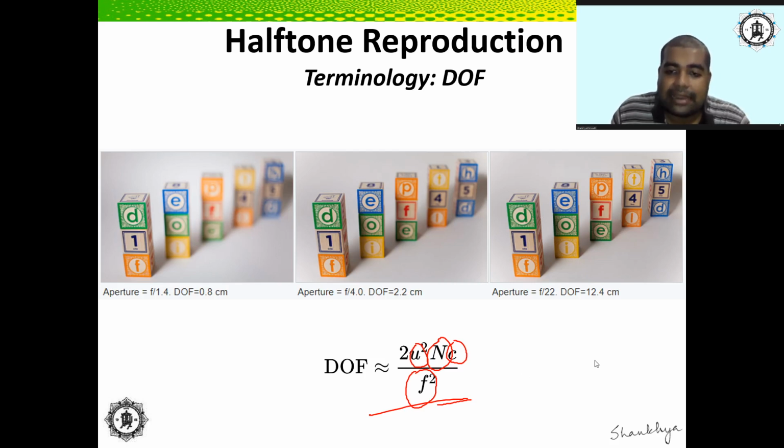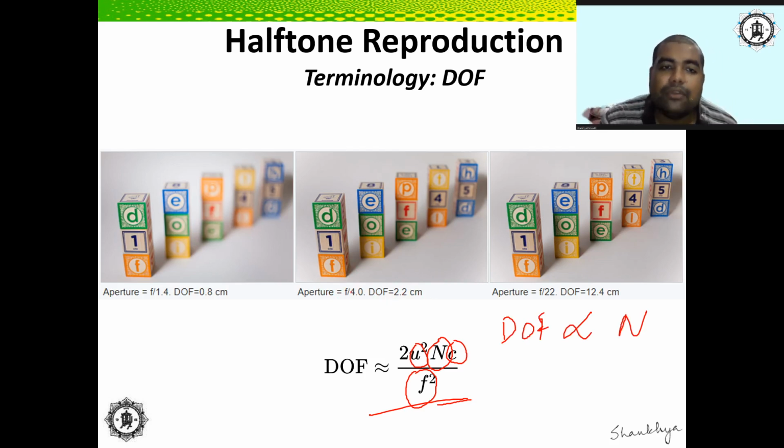Also, the depth of field changes linearly with f number and circle of confusion, but changes in proportion to the square of the focal length, as you can see, and the distance to the subject. So what interesting thing that you might consider over here is that DOF, depth of field, is inversely proportional to the focal length. However, what is most interesting to notice over here is that DOF is directly proportional to the f number. That means when the f number increases, the depth of field increases.